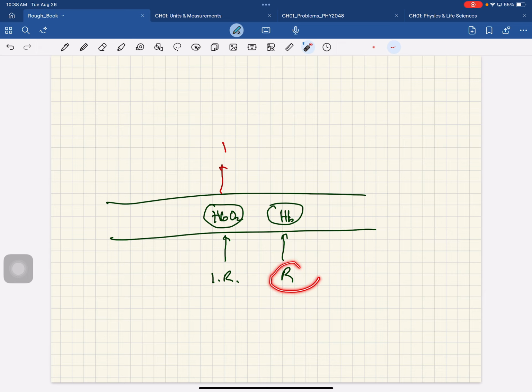R is the red beam. IR is the infrared beam. What does the pulse oximeter do? It measures your blood saturation and your pulse. So now we understand how the blood saturation works. Now we have to understand the other function. How do you think it works?